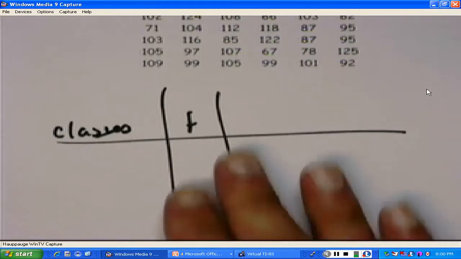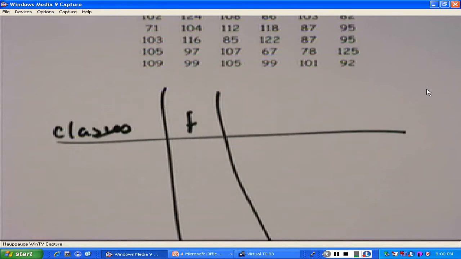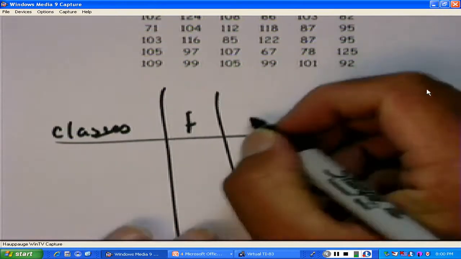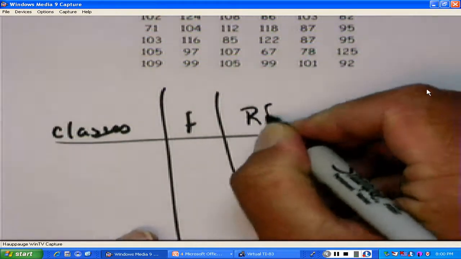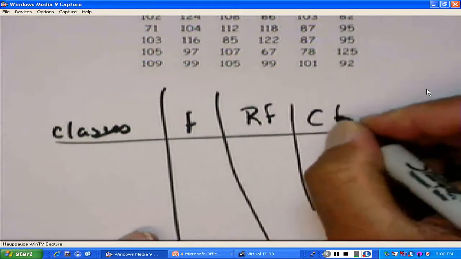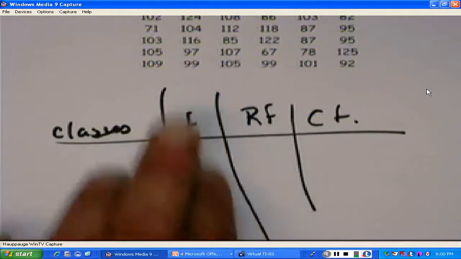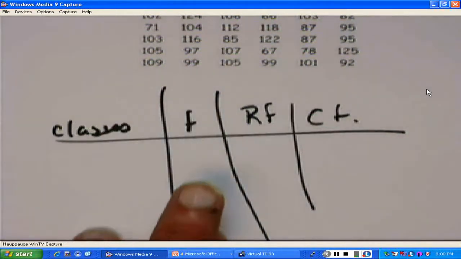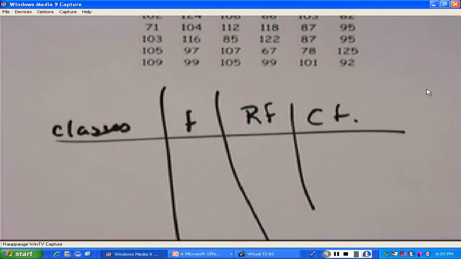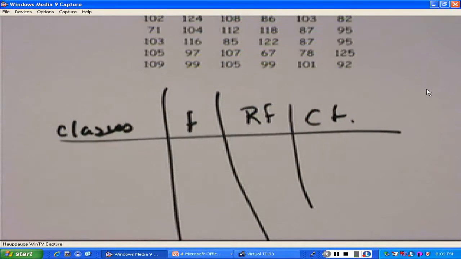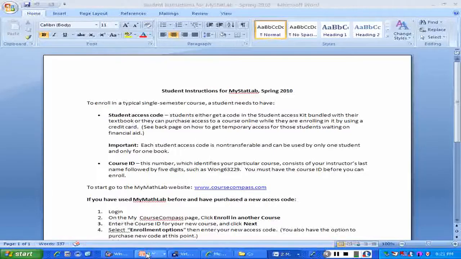So what I want you to do is try to construct this, and if you want to, try relative frequency and cumulative frequency, okay? But try that and see what you get. I would like you to at least get to here: classes and frequency with this. Go ahead and do that. Work it on your own. And look at this one right here.